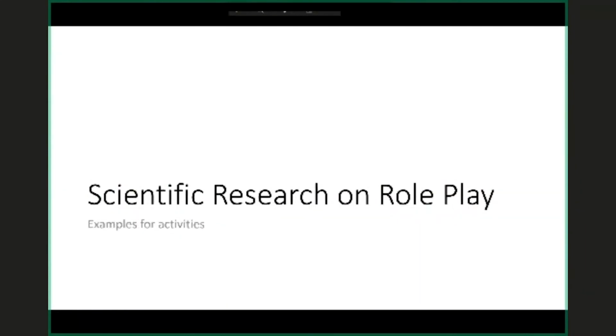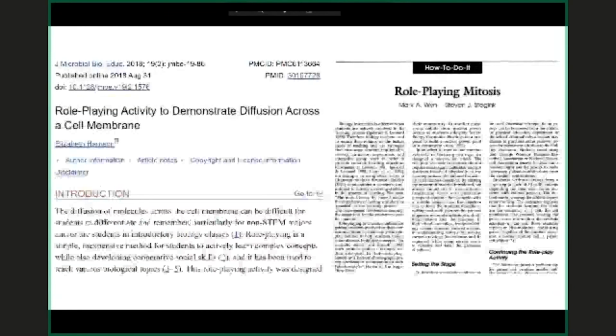So before I dive a little bit into how to plan for a role play, how to execute it, and some examples, what I did was I started looking up some scientific research on application of role play and designing of role play. I found a lot of papers, which is always a good thing. So I started off with something more recent. In 2018, there was an article published on role-playing activity to demonstrate diffusion across a cell membrane.